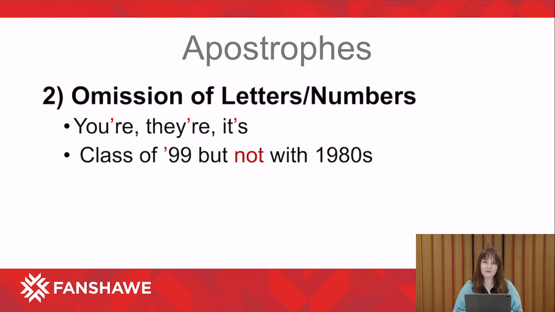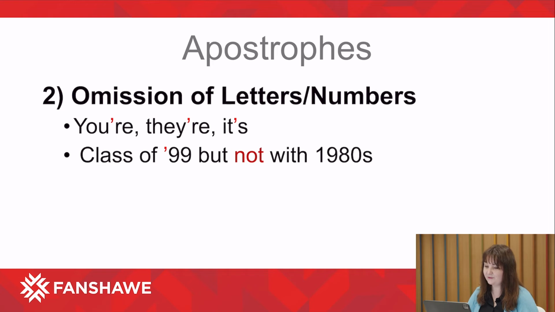In addition, you can omit numbers. So in this case, where you would have the class of '99, this is omitting the numbers 19, so 1 and 9 before 99. You would not use apostrophes if you are just referring to decades in general, like the 1980s. You don't use apostrophes in those cases. You are not omitting any letters. You are not showing that anything is possessive.